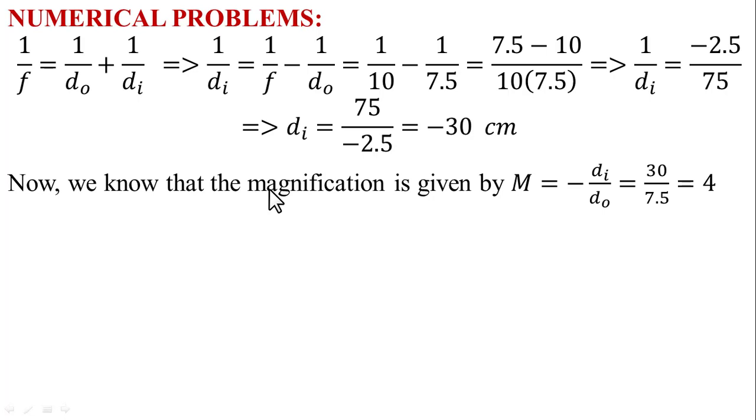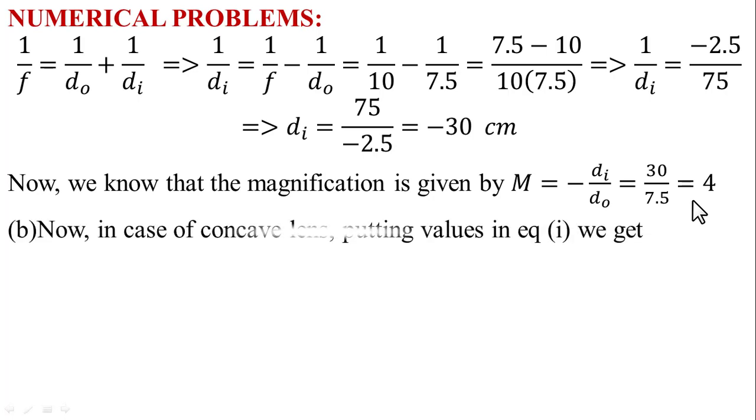Now we can find the magnification of the convex lens. So m is equal to minus di divided by d naught, that is equal to 30 divided by 7.5. 30 divided by 7.5, so m is equal to 4.